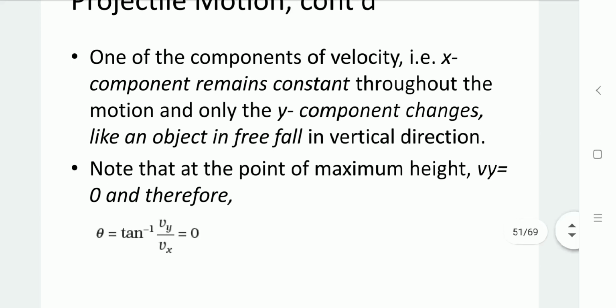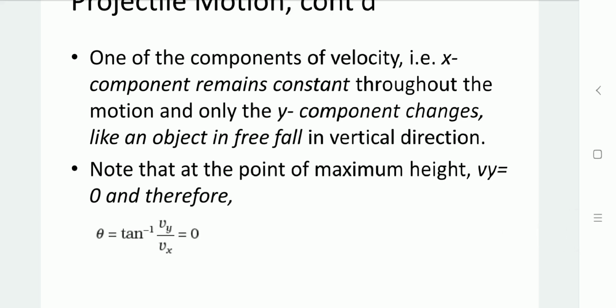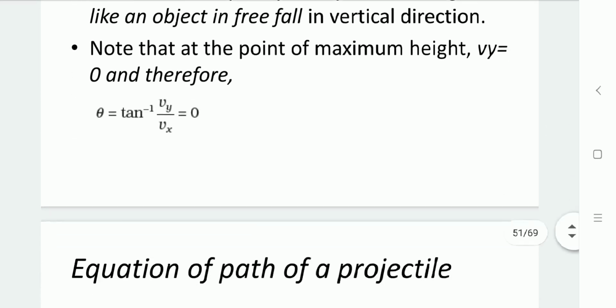At the maximum height the object reaches, the y component of velocity vy would be 0, and that's why the angle also becomes 0, as we have the equation theta equals tan inverse of vy by vx. If vy is 0, the angle would be 0.